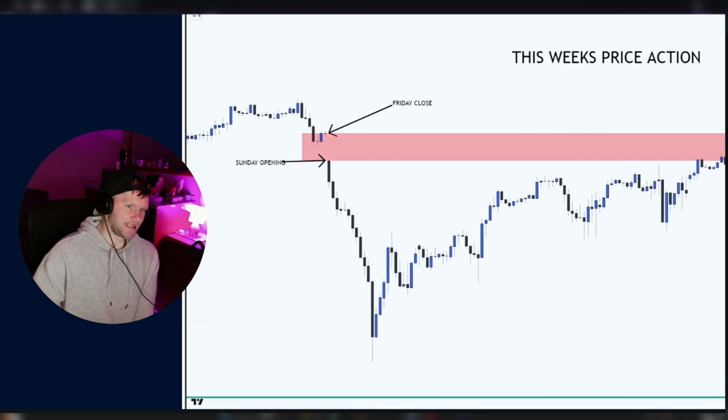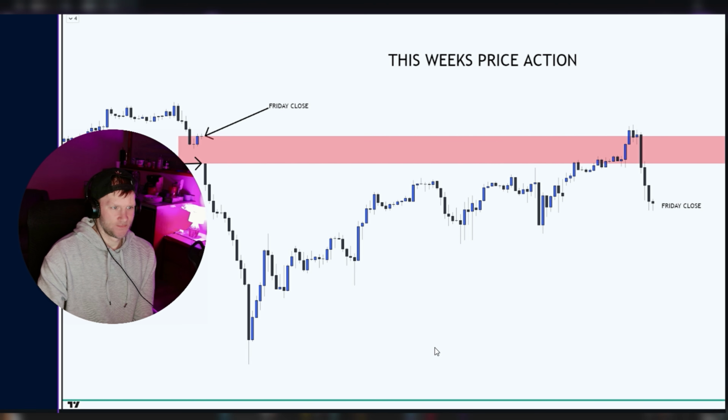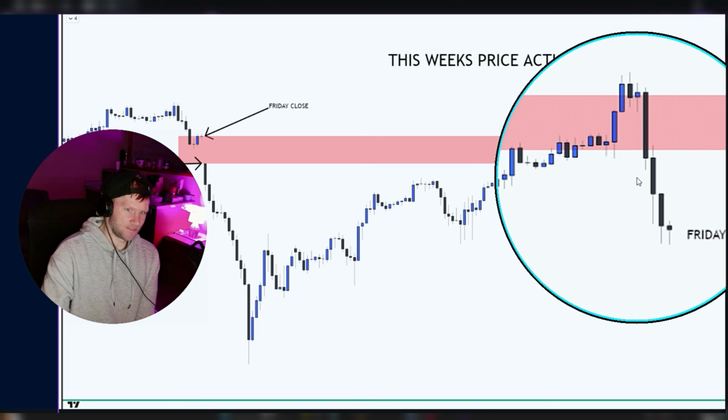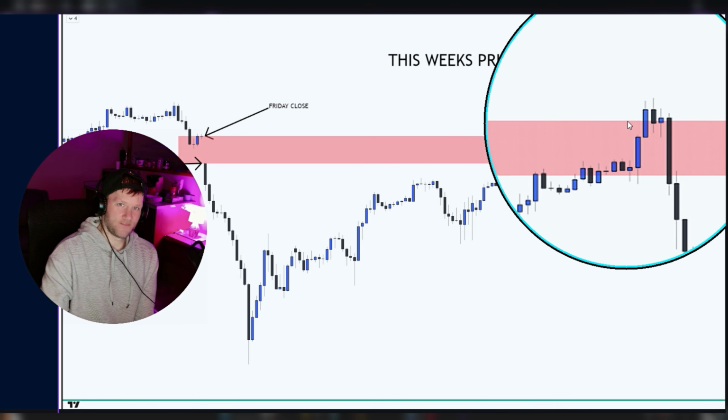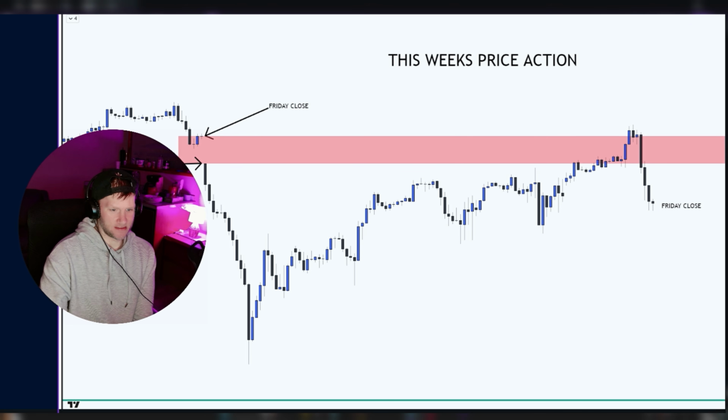And then here's an example of a new week opening gap. You can see that price on Friday closed there and then it opened up Sunday and it created a gap. And then you can even see once I move this over here, that price did in fact fill that gap and then rejected it very, very cleanly.